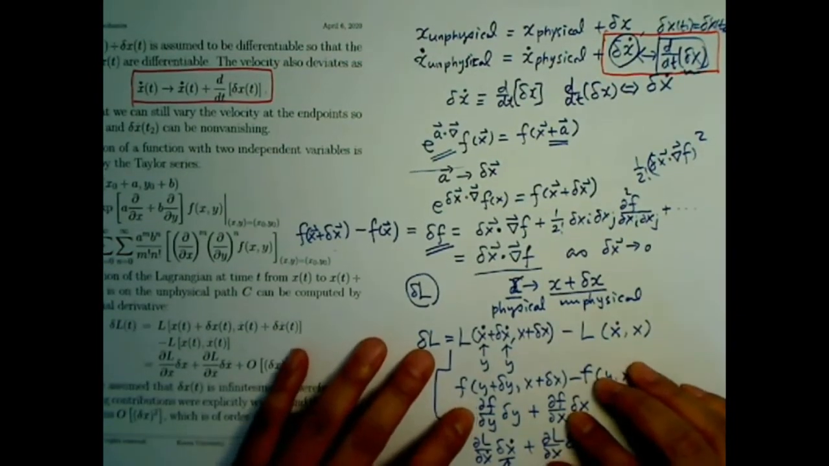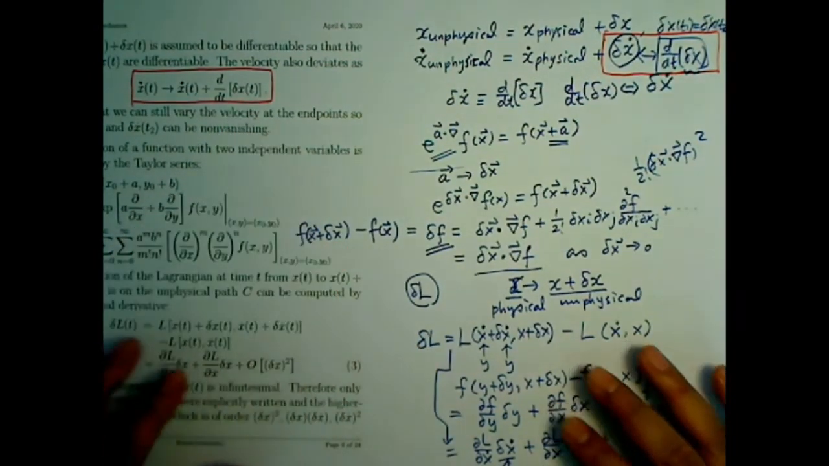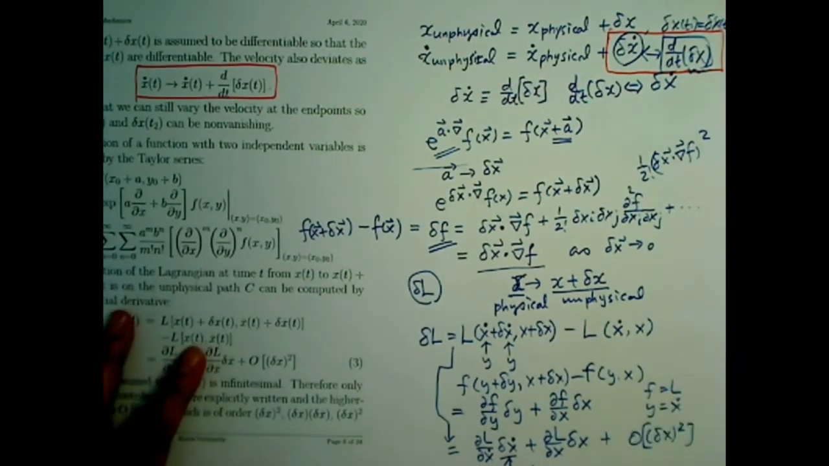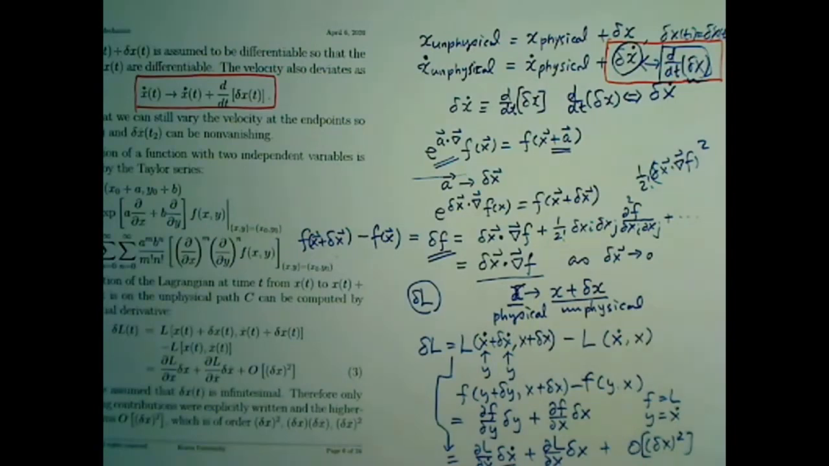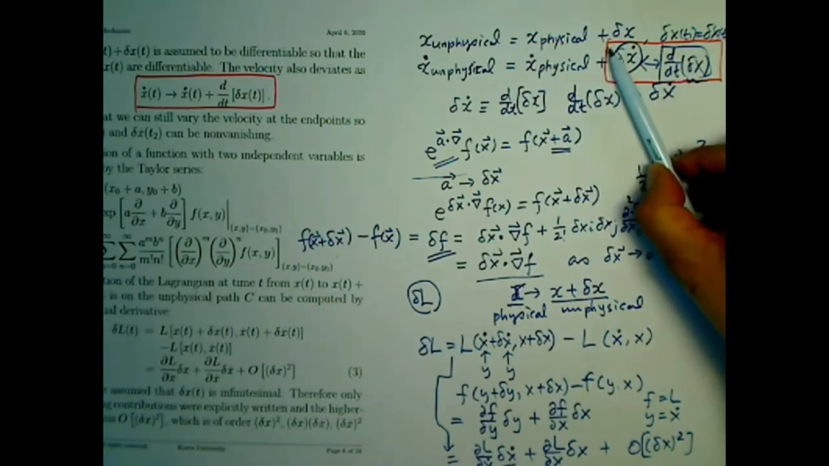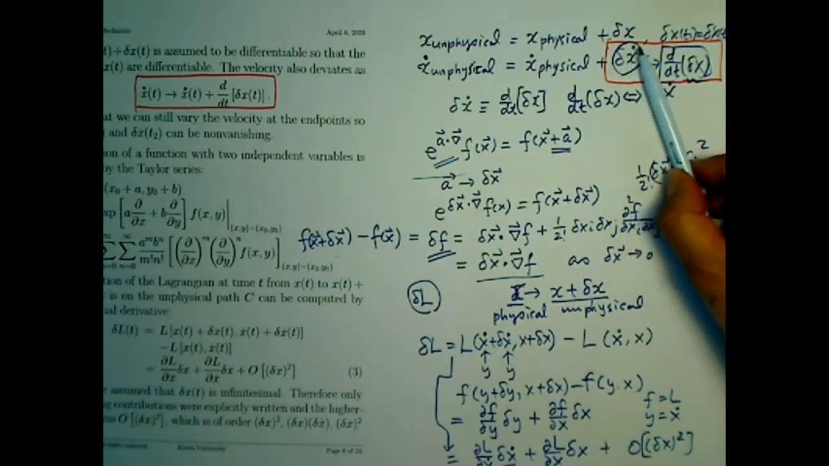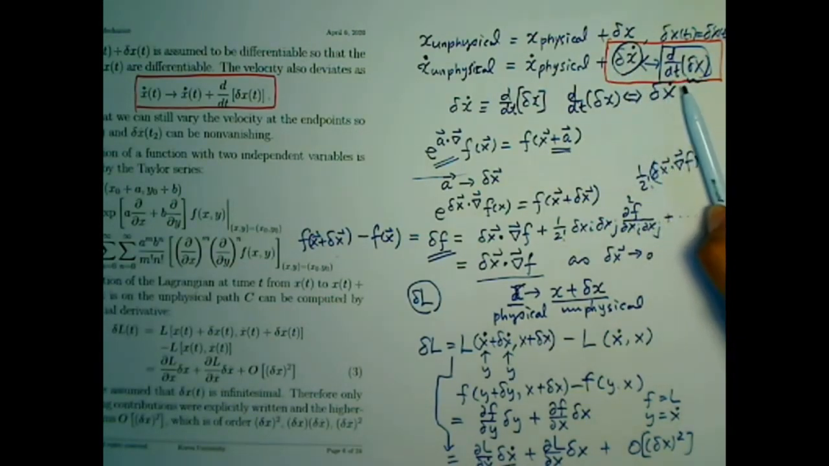While the variation of path can be obtained by subtraction of the physical path from the unphysical path, the variation of the velocity is actually the time derivative of the variation. So delta x dot is defined by the time derivative of the variation from the physical path to the unphysical path.